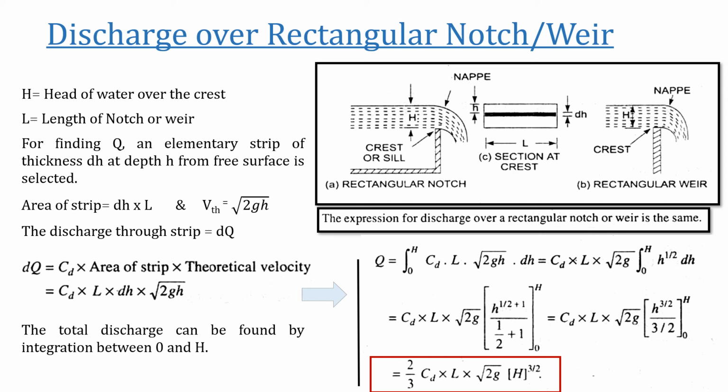So simply integrating and applying limits, we will get this final expression, which is Q equal to 2/3 Cd L under root 2g H^(3/2). If you remember, we had a much similar expression for a rectangular weir as well. So it is easiest to remember the expression if you relate it with the same shape.